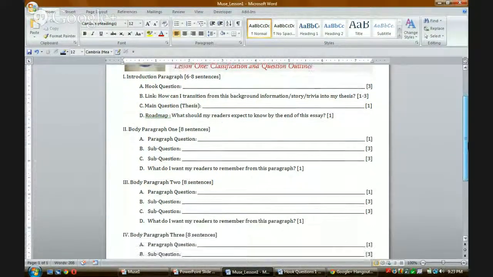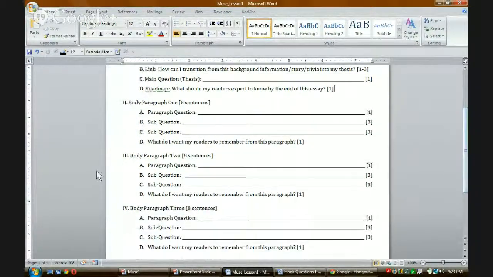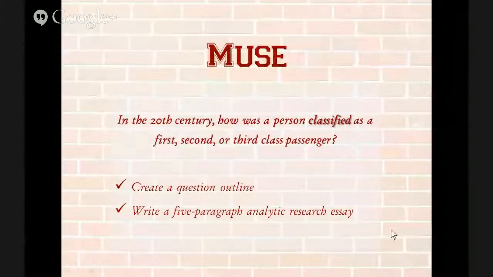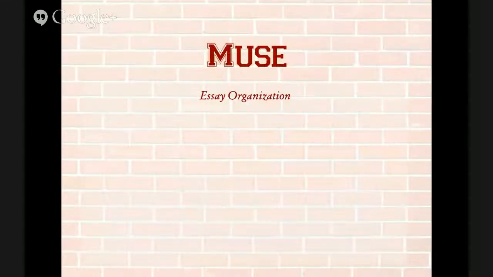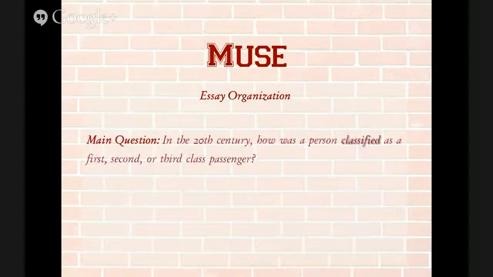Let's go ahead and now talk about body paragraphs. All three body paragraphs are the same. So I'm going to hop back to our PowerPoint because I have the paragraph questions written for you. You'll notice that question outlines aren't super fancy, and that's okay. They're not supposed to be super fancy. They're just supposed to help you organize your thoughts. So again, there's our main question, but we'll also have a question for each paragraph to focus on.